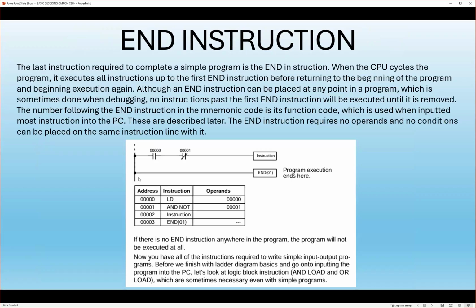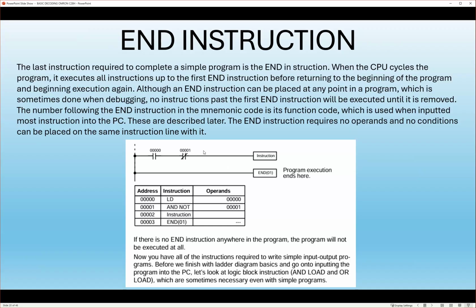I thought it fitting to put our end instruction here because this is what we'll be searching for tirelessly on Tuesday. This is where it completes the ladders. This is the last instruction required to complete a simple program. When the CPU cycles through the program, it executes all instructions up to the first end instruction before returning to the top. So start at the top, all the way to the bottom to our end instruction, and back up.